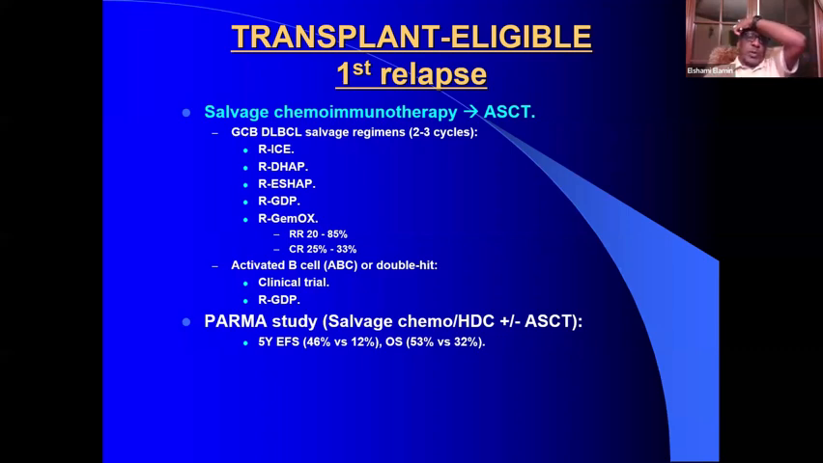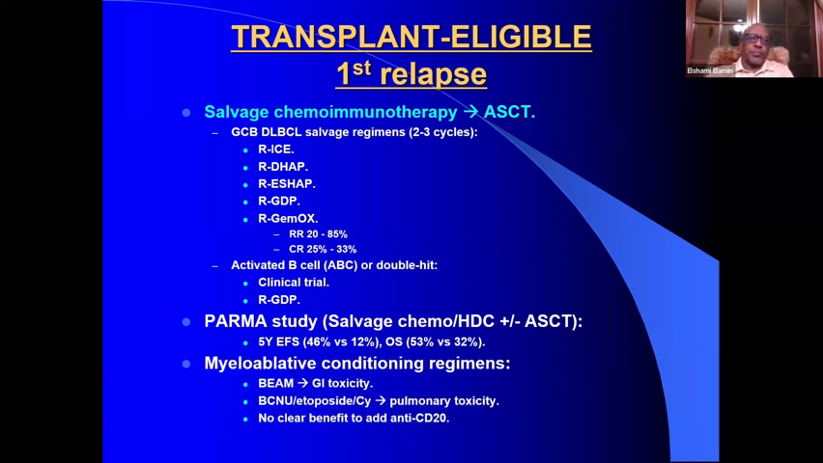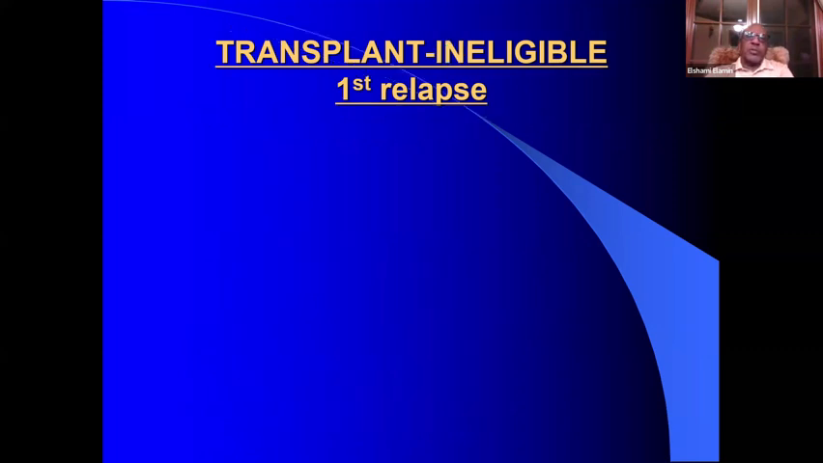This is just from the Parma study showing that salvage chemotherapy with high-dose chemotherapy followed by autologous stem cell transplant, the 5-year survival, 46% versus 12%. So overall survival is 53 versus 32%. So the chemoimmunotherapy followed by autologous stem cell transplant has proven to be effective. And this is the conditioning regimens.